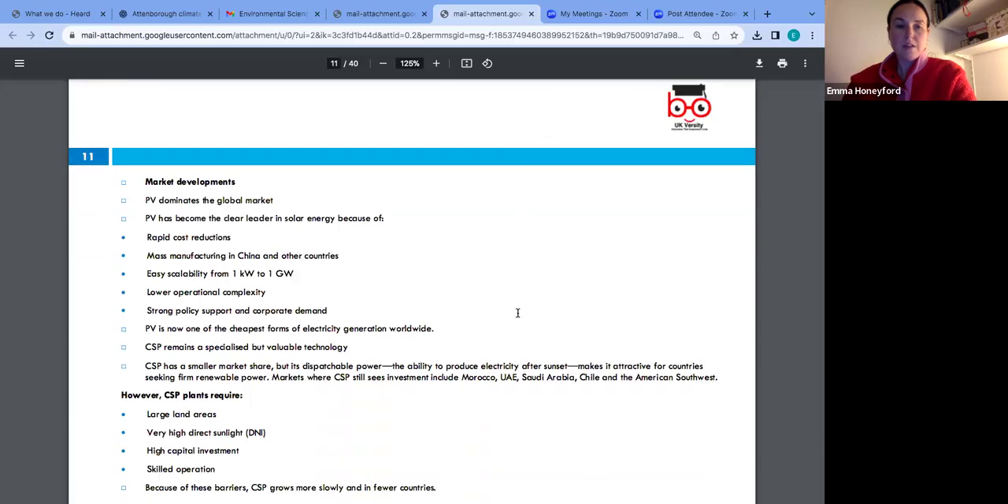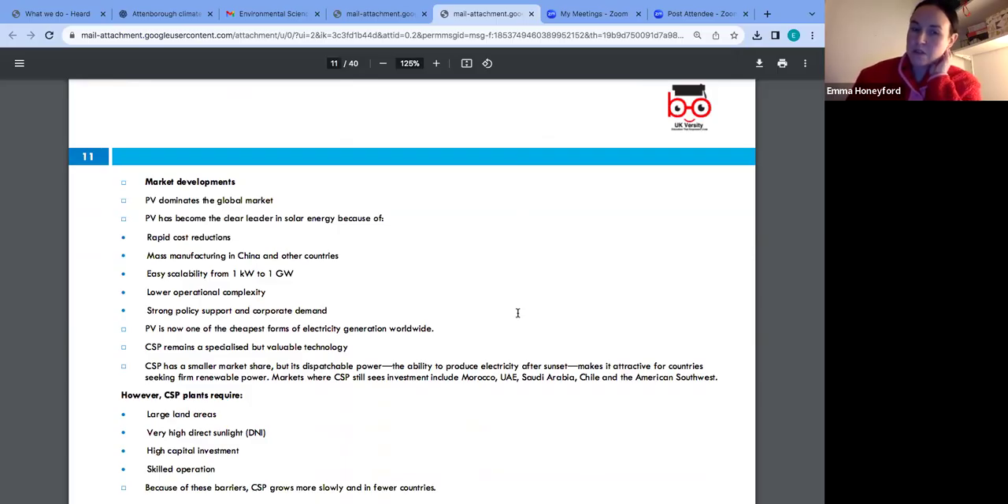It has to be said that in terms of market developments, PV does dominate the global market and has become the clear leader in solar energy because of rapid cost reduction. So again, you're seeing the force of economics being a major factor in its success. Mass manufacturing in China and other countries.